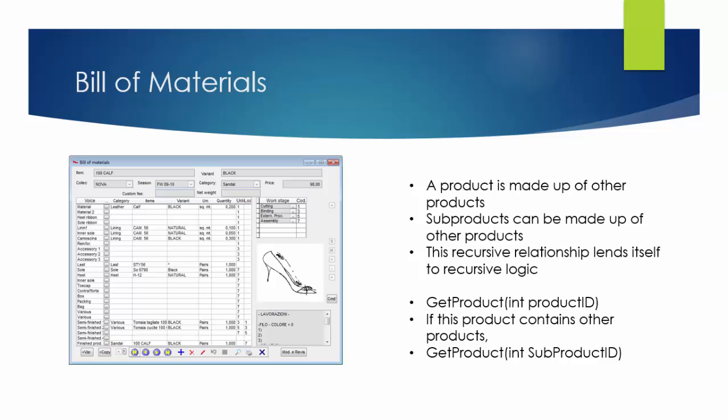And in that method, the method may test to see if this product is built from other products, and if so, go ahead and call itself again using getProduct, this time passing an integer of one of the subproduct IDs, so that we can recursively go throughout our product database and find all of the pieces and parts that we need to build a product, a complete product, or a subassembly depending on what we're doing. So that bill of materials structure gives us a real-world business application of a recursive relationship that we might have to implement in our code.